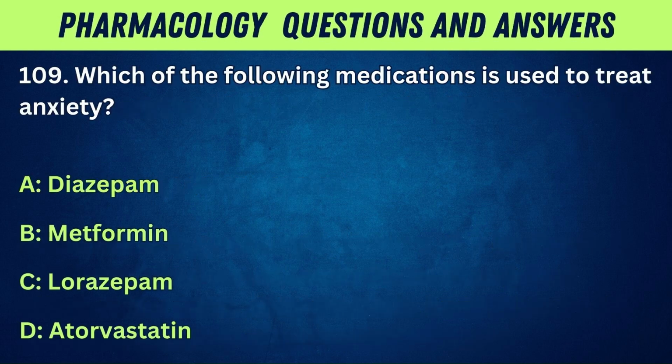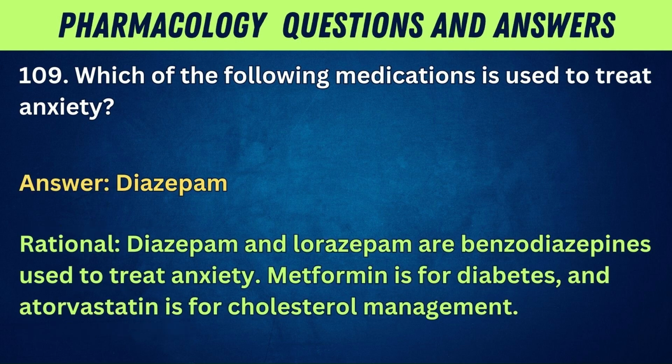109. Which of the following medications is used to treat anxiety? A. Diazepam. B. Metformin. C. Lorazepam. D. Atorvastatin. Answer: diazepam. Rationale: Diazepam and lorazepam are benzodiazepines used to treat anxiety. Metformin is for diabetes, and atorvastatin is for cholesterol management.